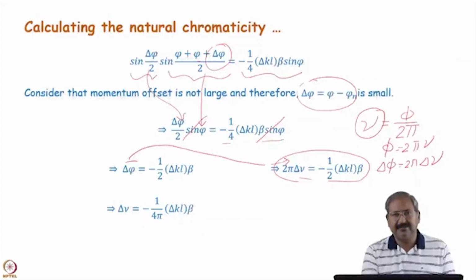Now if the quadrupole has a higher beta at this location, the chromaticity will be higher, because delta nu will be higher in that case.